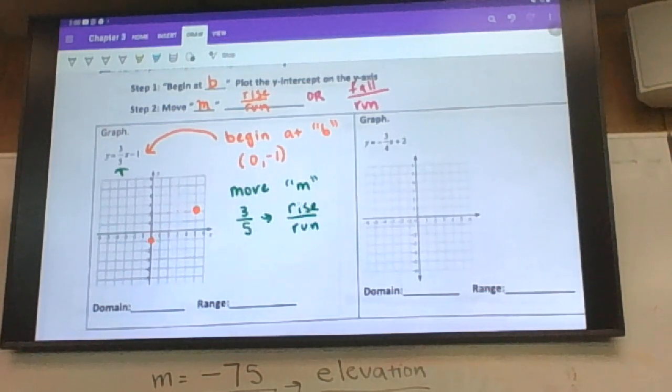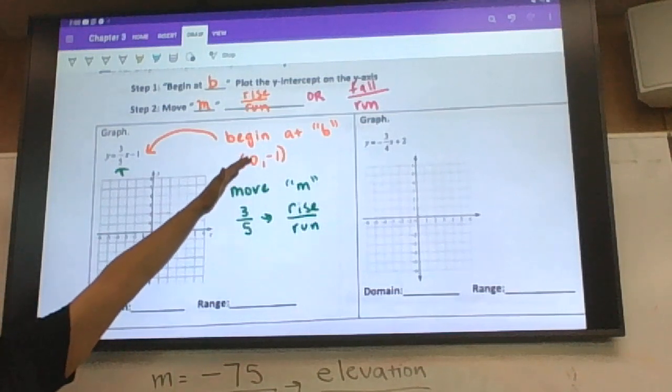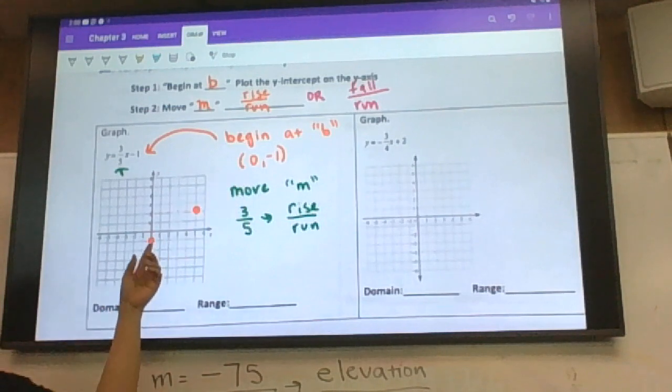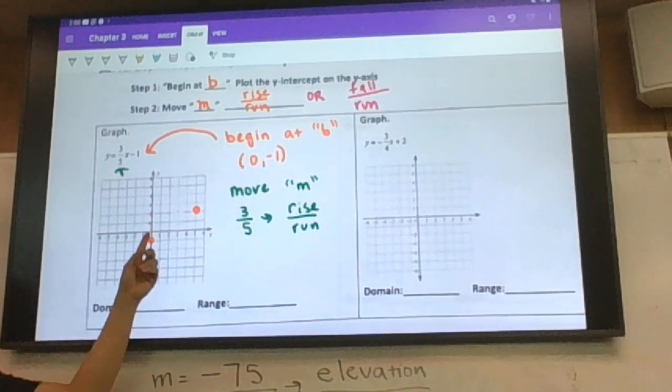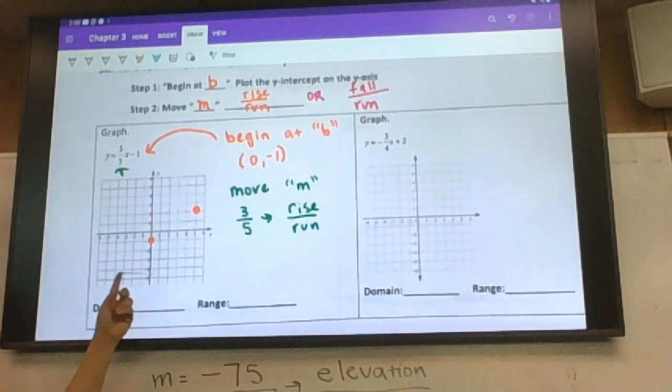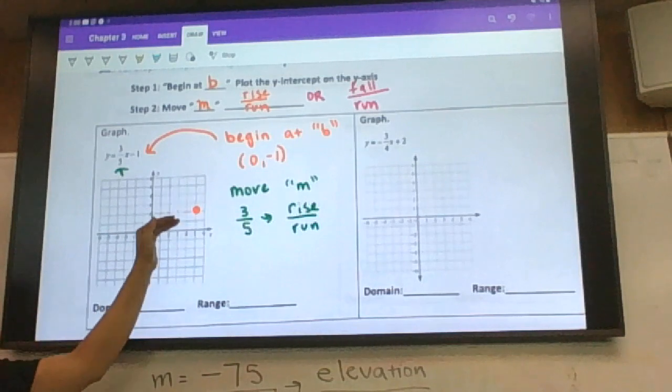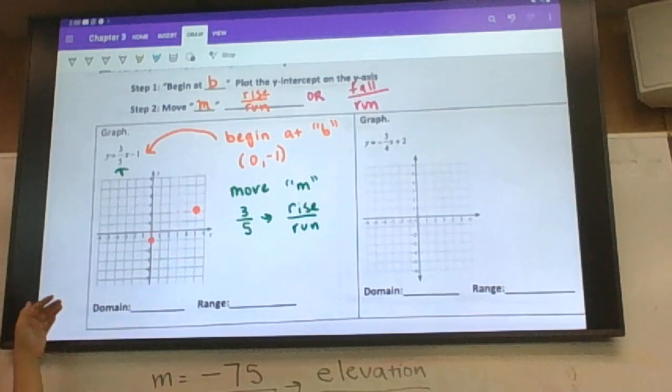Now 2 points is all you need to make a line, but I don't want you only going one way. I want you to be able to match the pattern opposite. While this was up 3 over 5, you need to go the other way and go down 3, left 5. So make sure you don't just go right. That's fine if you do, but try to go the other way as well.